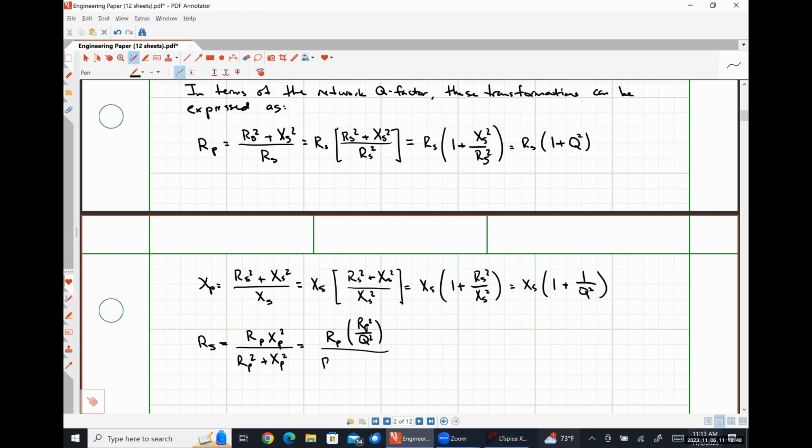Divided by Rp squared plus Rp squared over Qp squared. And now I'm going to multiply by Q squared over Q squared, which is going to give me Rp to the third power divided by Rp squared times 1 plus Q squared, or Rp over 1 plus Q squared, which makes perfect sense. It is exactly what we would get just by rearranging this guy here.